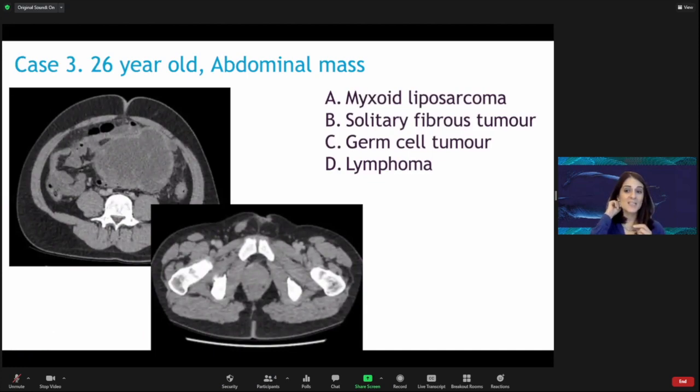Now, this is a tricky case, 26-year-old with an abdominal mass. So make a note of the age when you start to think about this. I've shown you a slice through the inguinal region for a reason. Do you think it's a myxoid liposarcoma, solitary fibrous tumour, germ cell tumour, or lymphoma? So vote now, and let's see what you guys think.